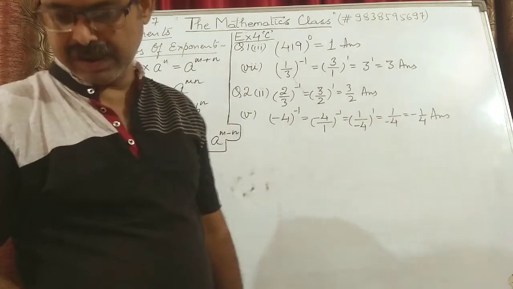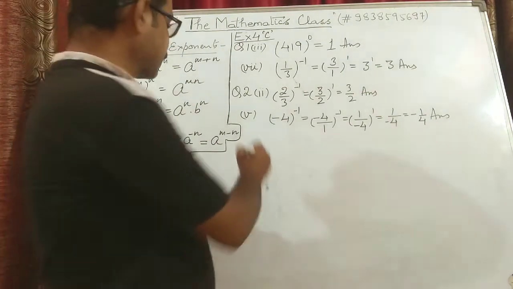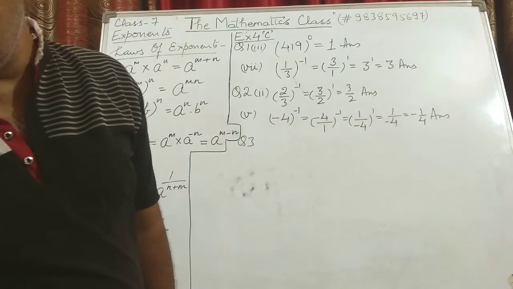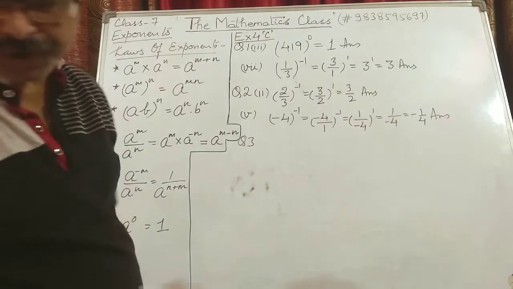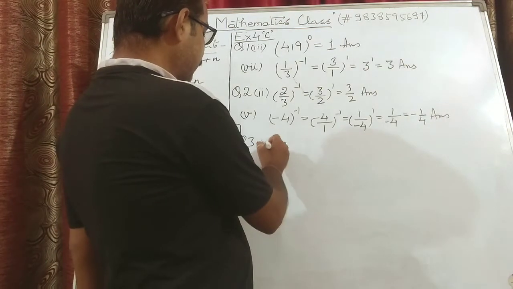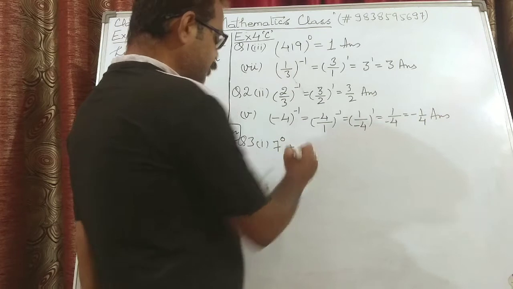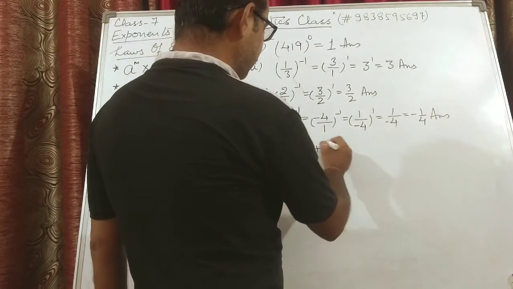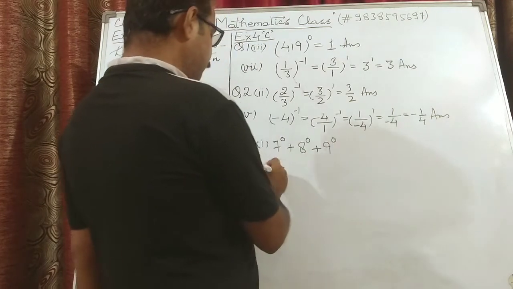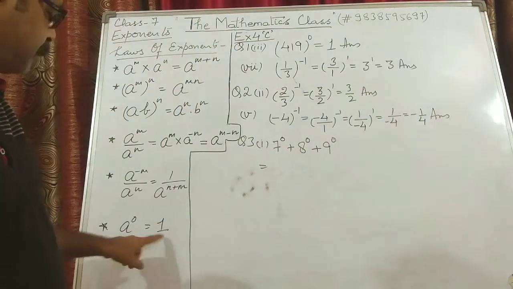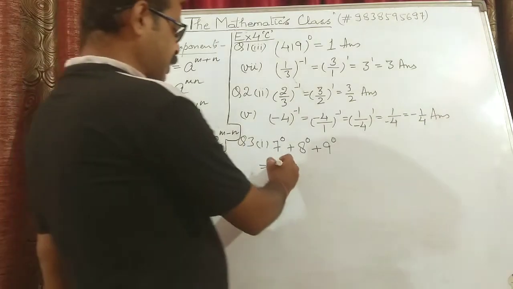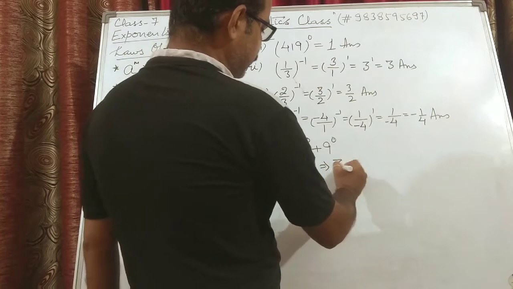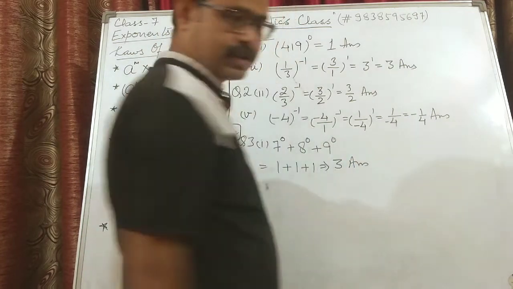Now let's take the third question. Question number 3 has three parts. So I'll be doing the first part first. First part is 7 to the power 0 plus 8 to the power 0 plus 9 to the power 0. We know that anything to the power 0 is 1. It means 7 to the power 0 is 1, 8 to the power 0 is 1 and 9 to the power 0 is 1. It means 1 plus 1 plus 1 is 3. That's it. That is the value.